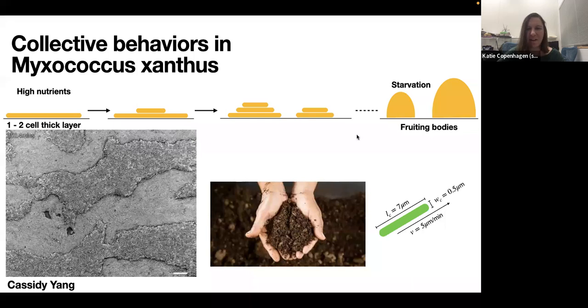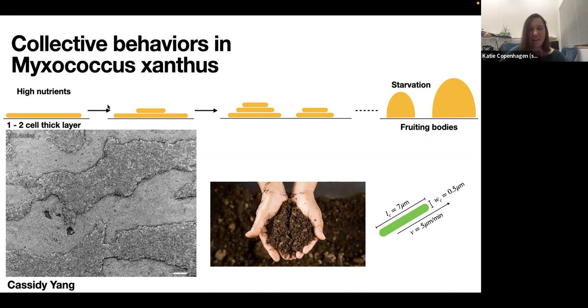So the developmental cycle of this bacteria, when it's in nature, involves this starvation response, which helps it survive when it runs out of food. When there's a lot of food around, it spreads out into a thin layer covering the surface that it's on. And this layer is usually about 1 to 2 layers of cells thick.